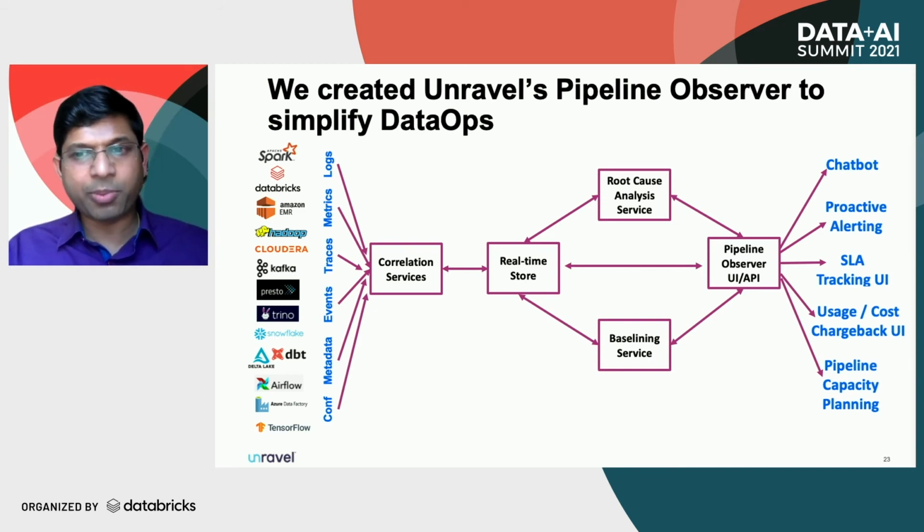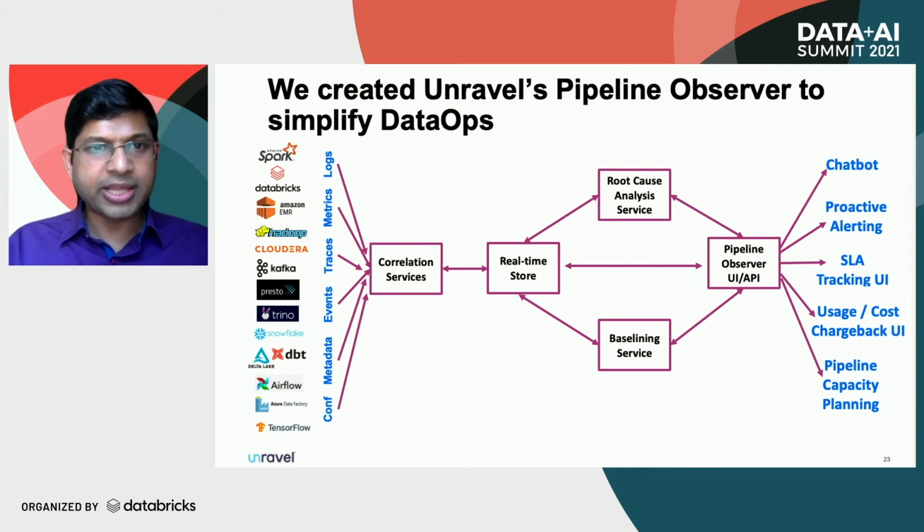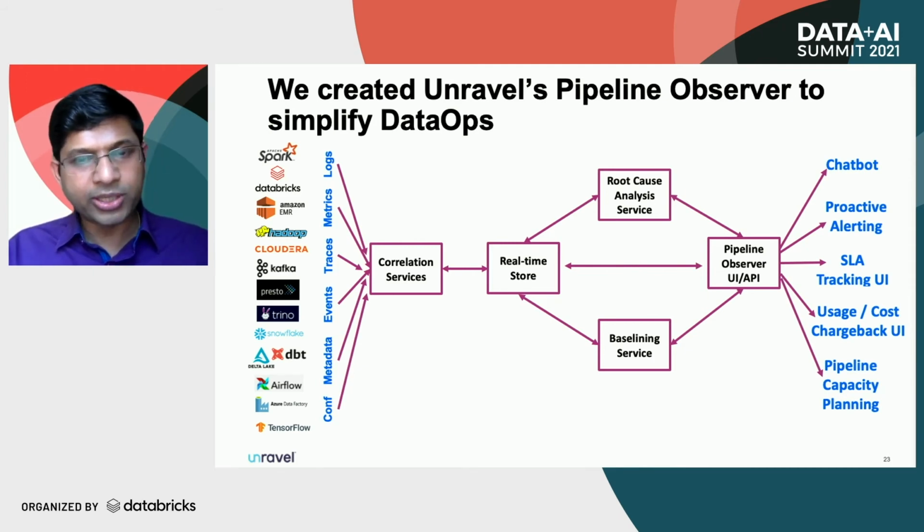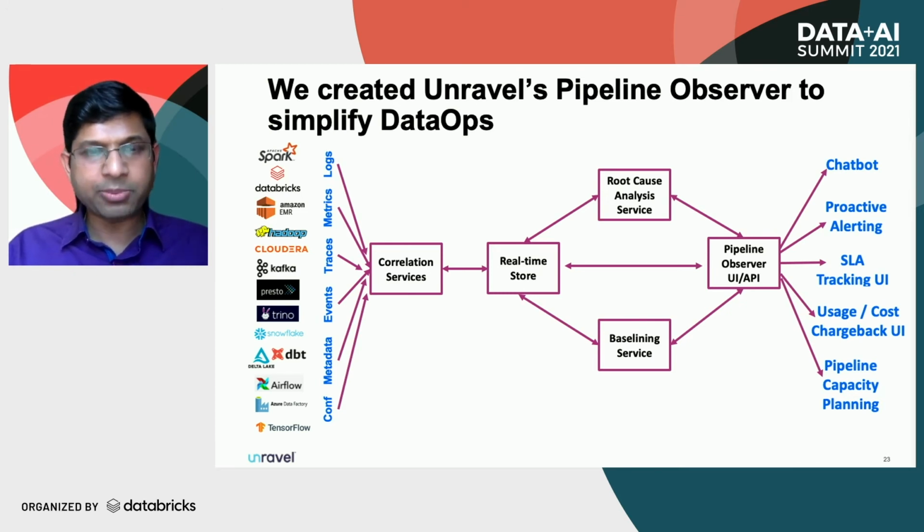On top of that, the pipeline observer can help track the SLAs, especially deviations from the SLAs. It can help with very fine-grained cost chargeback for the pipelines and by relation to the data products that are running on top of these pipelines, or with the pipeline capacity estimation and planning, right, as things change over time.